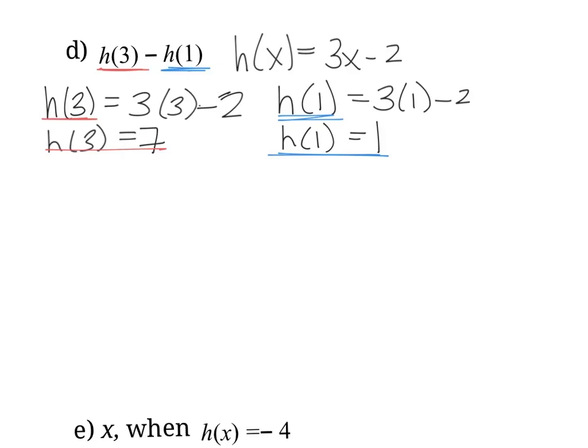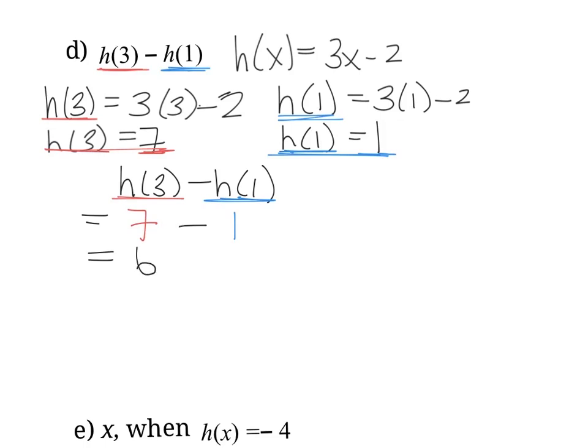So now let's go back to the original problem. The original question that we were asked is find h at 3 minus h at 1. Well, I know what h at 3 is equal to. H at 3 is equal to 7. So I'm going to replace h at 3 with 7. And I know what h at 1 is equal to. H at 1 is just equal to 1. So I'm going to replace h at 1 with a 1. And I know I have subtraction in between. So this question is really just, what is 7 minus 1? And that is 6. So therefore, h at 3 minus h at 1 is just equal to 6.